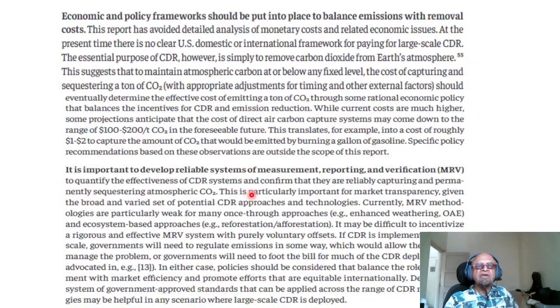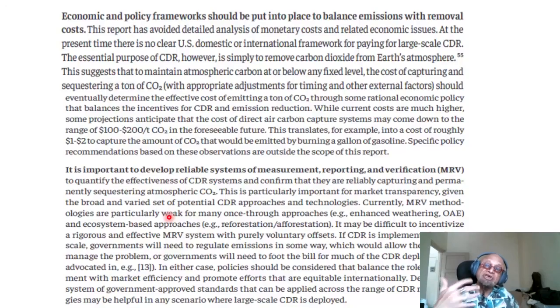Economic and policy framework should be put into place to balance emissions with removal costs. So how the per ton CO2 drawdown cost is measured, what is the carbon cost in terms of social impacts, etc., need to be worked out. So we definitely need to bring down the costs as little as possible in terms of dollars per ton of CO2 in the very near future. So there is a scaling up needed, and there is a cost down needed. So both have to happen, and emissions reductions have to happen.